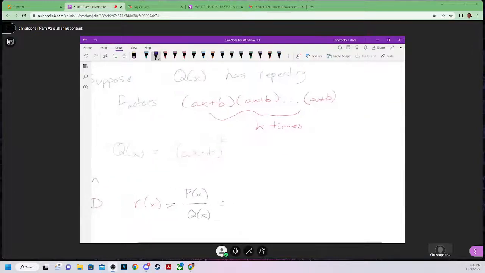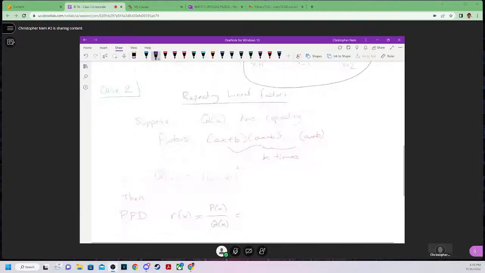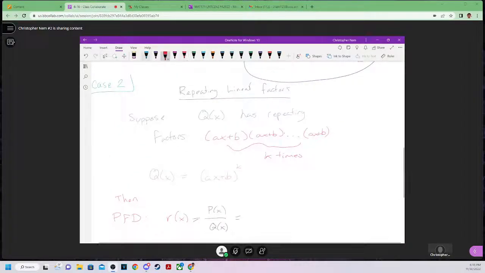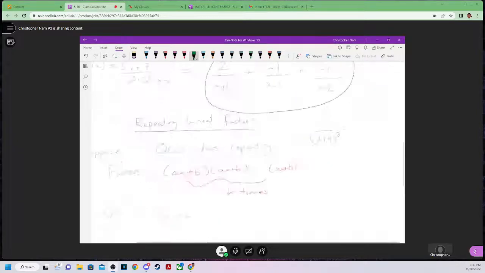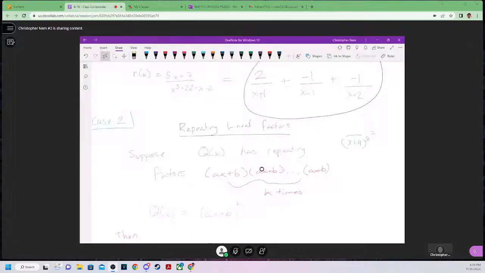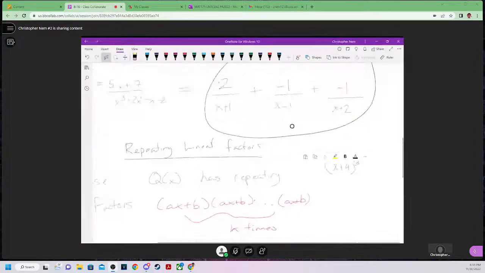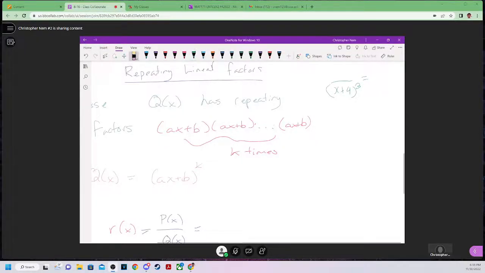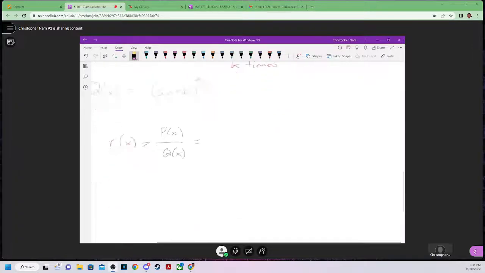Now, I want you guys to understand this idea real quick. Let me just write off to the side. You don't really have to write anything down here, but I just want you to understand the idea. So if I had something like x plus 4 cubed, I can break up this fraction multiple ways. I need more space. Let's do it over here.